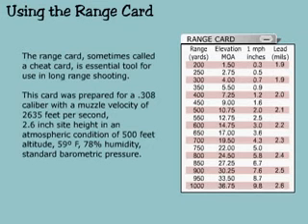The range card, sometimes called a cheat card, is an essential tool for use in long-range shooting. This card was prepared for a .308 caliber with a muzzle velocity of 2,635 feet per second, 2.6-inch sight height, in an atmospheric condition of 500 feet altitude, 59 degrees Fahrenheit, 78% humidity, standard barometric pressure.